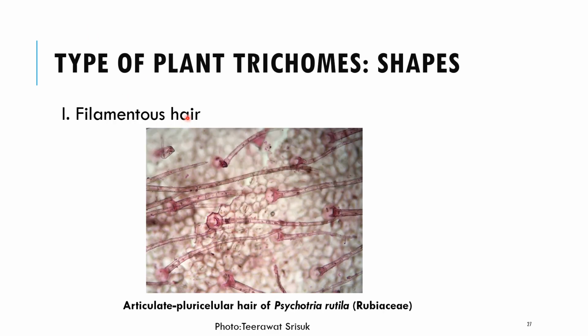The first one is filamentous hair or filamentous trichome. It is a common type of plant trichome. It may be unicellular or multicellular, branched or unbranched. Multicellular hair may have one or several layers of cell. This is articulate polycellular hair of Psychotia luteola. I got this picture from Dr. Thirowat Sisuk, Khon Kaen University.